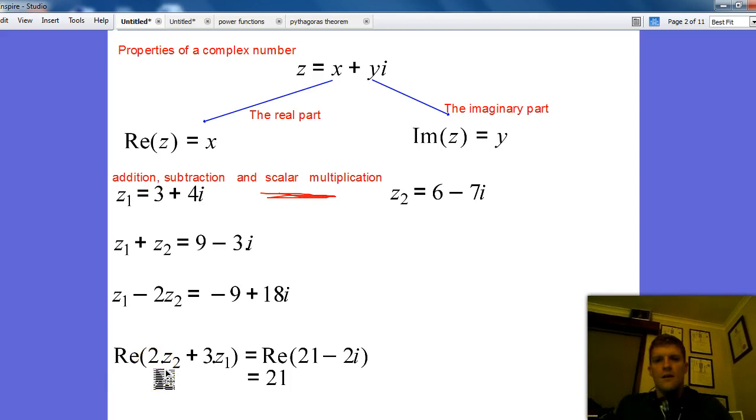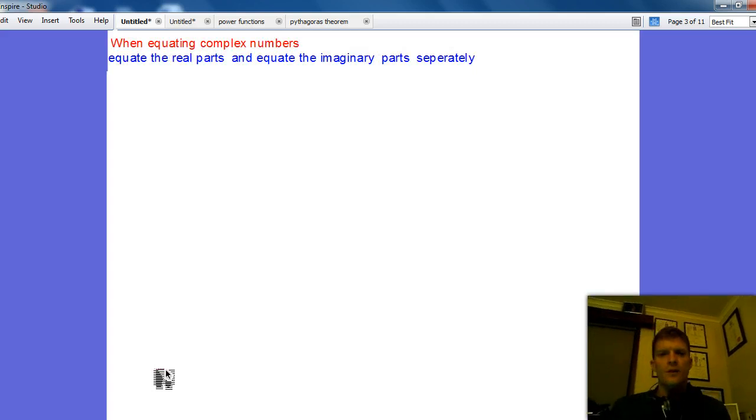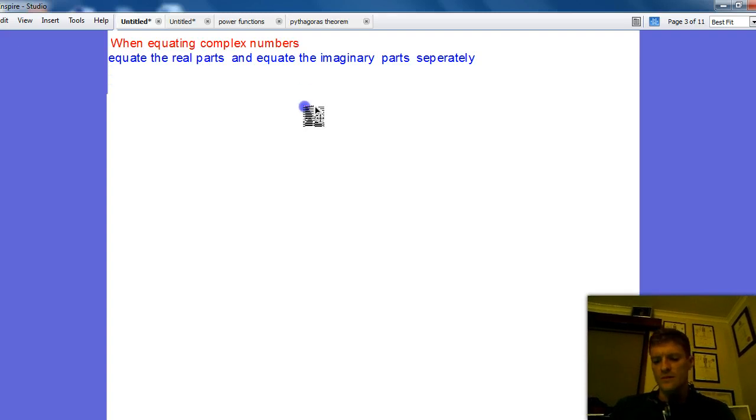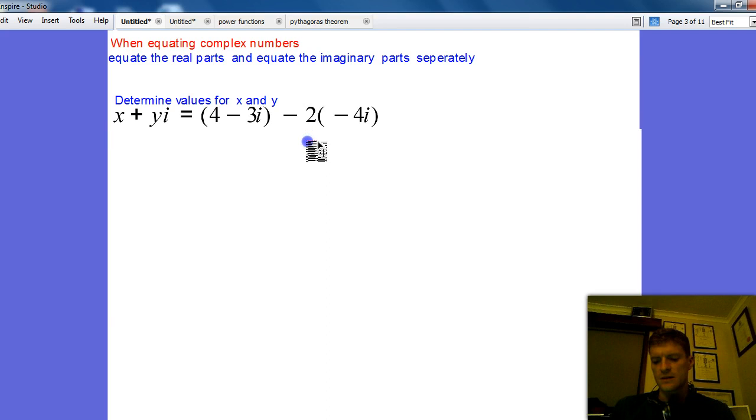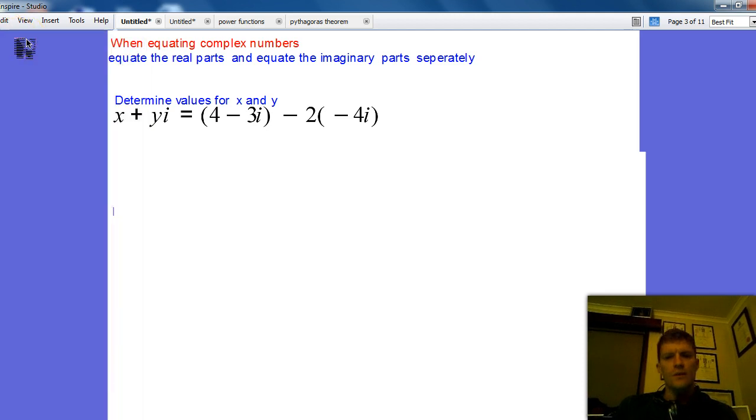Okay. So, what's the next important idea we're going to look at? When we have a situation where we have complex numbers on either side of an equal sign, we're interested in being able to equate two complex numbers and identifying what the unknown elements are. So in this we have, let's determine the values for x and y on the left hand side, and we have some expression on the right hand side.